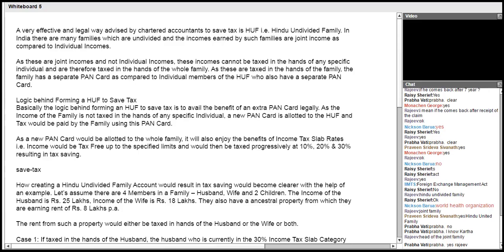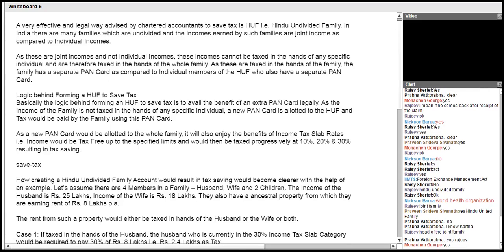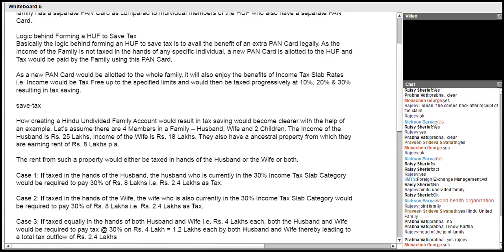What is the full form of FEMA? As a new PAN card would be allotted to the whole family, it will enjoy the benefits of the income tax slab rate. That is, income would be tax-free up to a specified limit and would then be taxed progressively at 10%, 20%, 30%. Someone non-resident of India, NRIs, the payment of their claim is governed by FEMA. The full form of FEMA is Foreign Exchange Management Act.